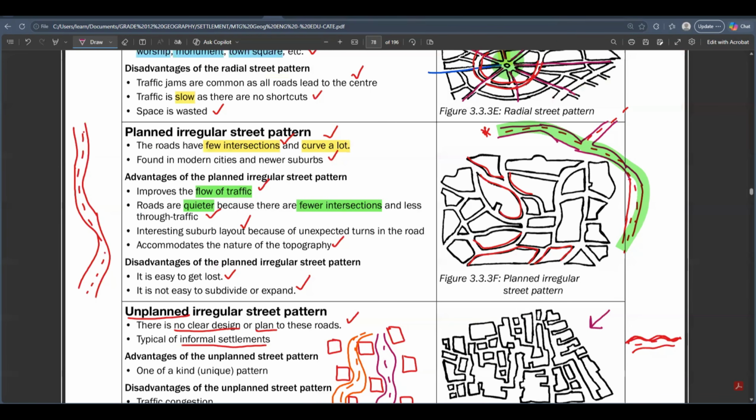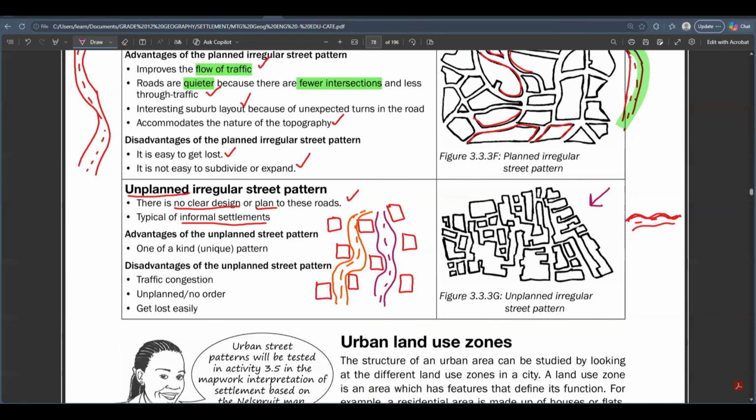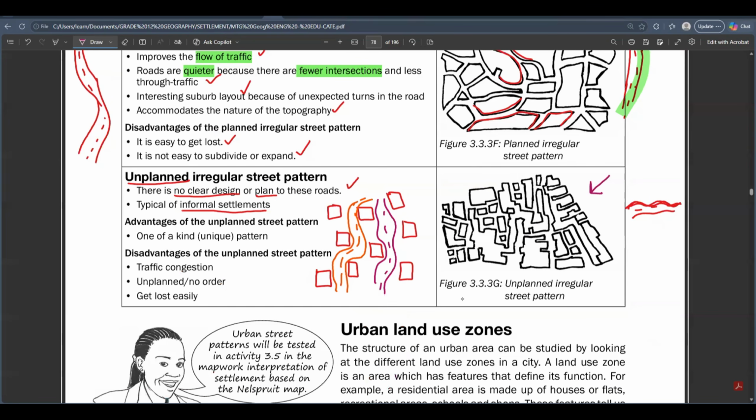But one thing that we know, we've got curves in the roads. So the roads are curving. The curves part is the most important thing. Those curves are planned. But in an unplanned irregular street pattern, there's no clear design. No one designed it. There's no plan, there's no shape. There's just a haphazard arrangement of the streets.